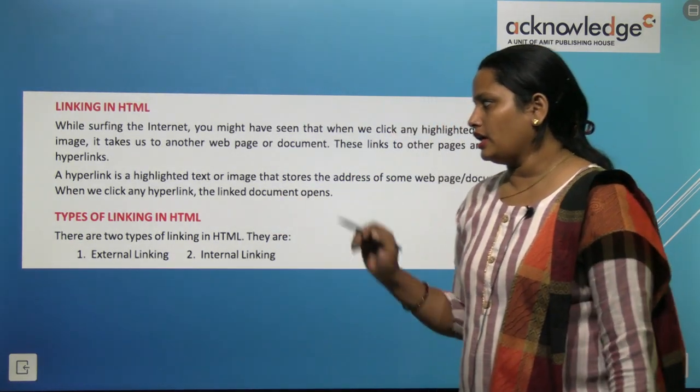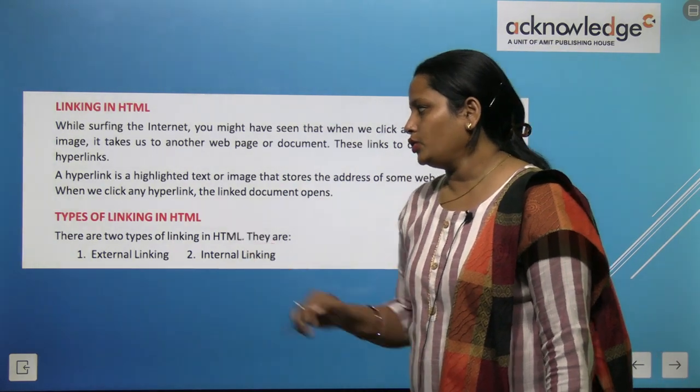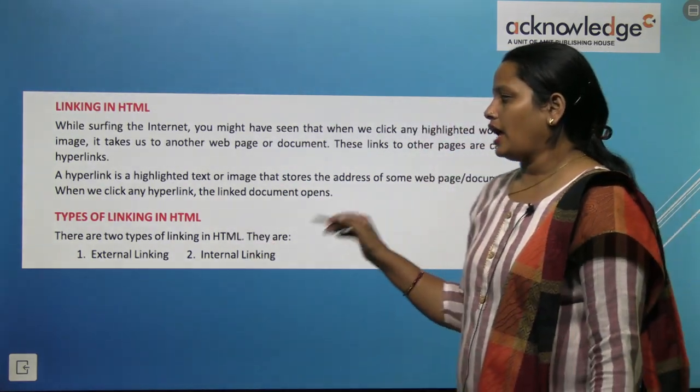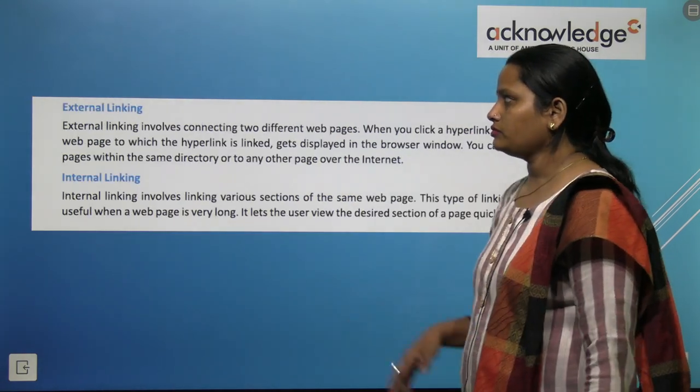Types of linking in HTML. Which HTML linkings are there? Let's see. There are two types of linking in HTML and they are external link and internal link.